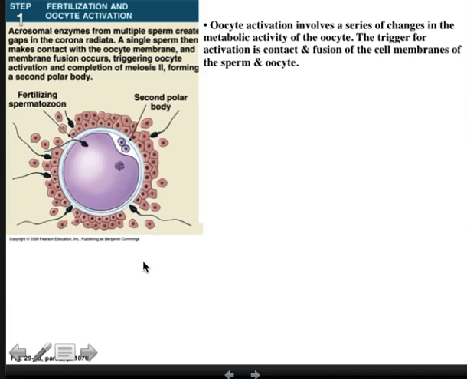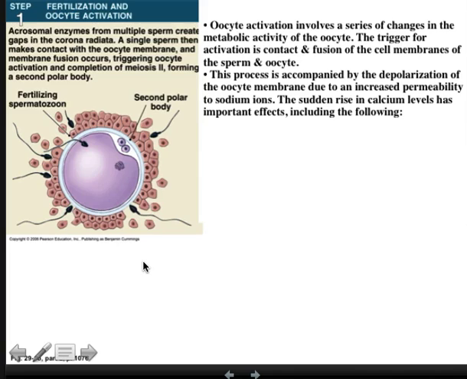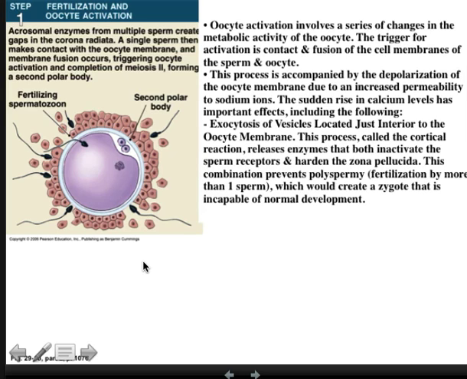Once the oocyte's been activated, there are changes in the metabolic activity of the egg. The trigger for activation is the contact and fusion of the membranes of the sperm and the egg themselves. What happens next is a depolarization of the oocyte membrane because of an increased permeability to sodium. So there's a massive sodium influx when this occurs. A sudden rise in calcium levels has an important effect, including exocytosis of vesicles that are just beneath the egg cell membrane. And this is called the cortical reaction. It releases enzymes that both inactivate the sperm receptors and harden the zona pellucida, so it's more difficult for sperm to drill through it.